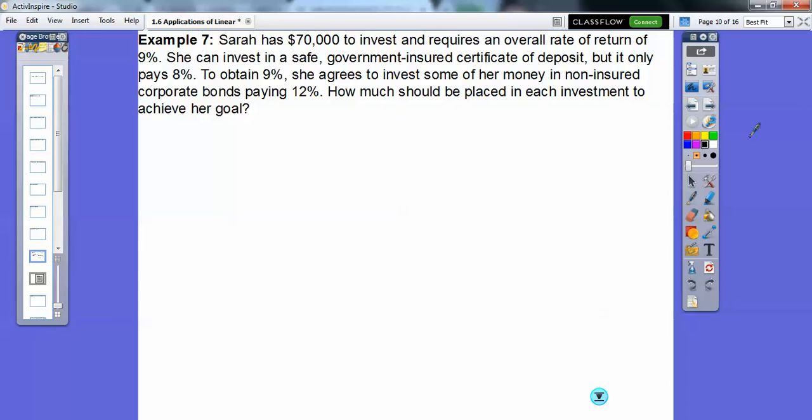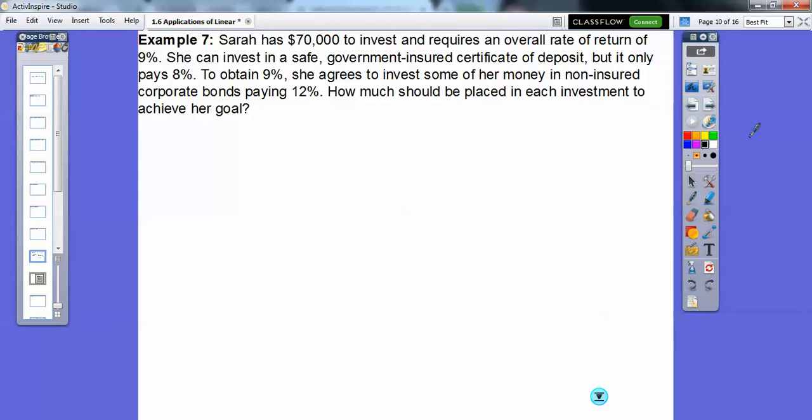Sarah has $70,000 to invest and requires an overall rate of return of 9%. She can invest in a safe government-insured certificate of deposit, but it only pays 8%. To obtain 9%, she agrees to invest some of her money in non-insured corporate bonds paying 12%. How much should be placed in each investment to achieve her goal?